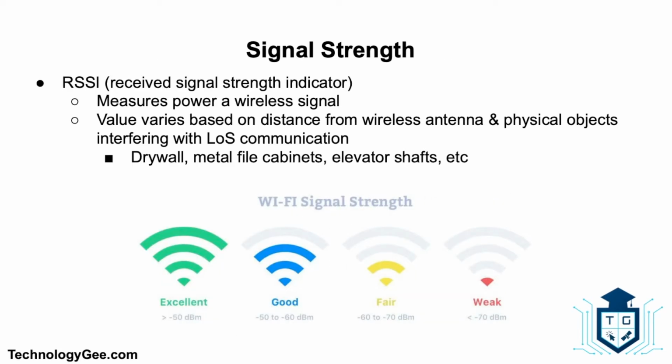Signal strength. The received signal strength indicator, or the RSSI value, measures the power of a wireless signal. An RSSI value varies based on distance from a wireless antenna and physical objects interfering with the line of sight communication with the wireless antenna, such as drywall, metal file cabinets, and elevator shafts, etc. Some wireless networks automatically drop their wireless transmission rate when an RSSI value drops below a certain value. So the moral of the story is, if you want decent signal strength, make sure your device has a good line of sight to the access point and make sure that there is nothing blocking the signal if you can help it.